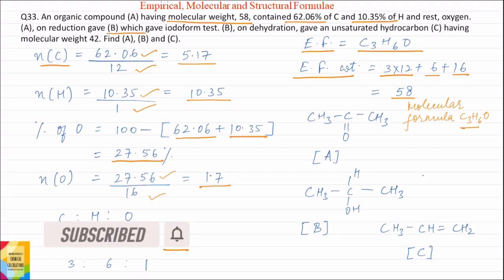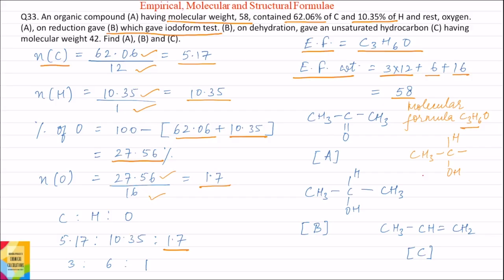Now according to the question, B gave iodoform test. We know that iodoform test is given by methyl ketones, and iodoform test is also given by secondary alcohols having CH3CHOH group. These secondary alcohols having CH3CHOH group, they can be oxidized into methyl ketones. Therefore, these secondary alcohols also give iodoform test. Now, B is formed by the reduction of A. So, number of carbon atoms in A and B will be same. The CH3CHOH group contains 2 carbon atoms.